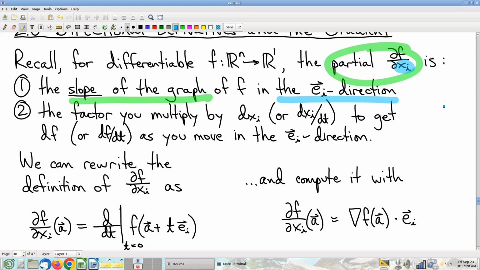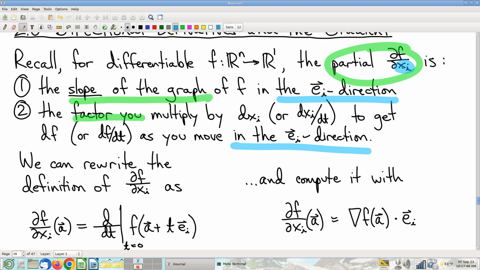Okay, what else can we say about partial derivatives? They're a factor, right? It's what you multiply by input change to get output change. Again, with the understanding that you are moving in that same direction defined by the variable that you're taking the partial with respect to. So this is all review of things we talked about before.